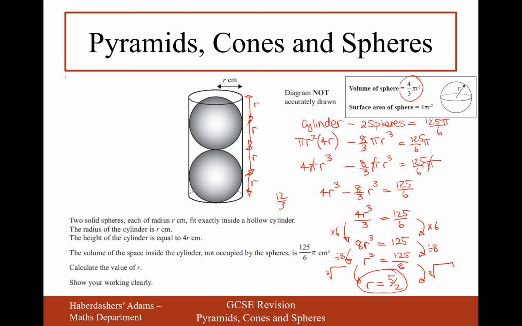Clearly setting out the working. It's really nice here actually. Cylinder take away two spheres equals 125 pi over 6. You can see the algebraic manipulation as you go down the page. Make sure your algebra does go down the page. It's not dotted all over the page. It's just in one clear, nice format.